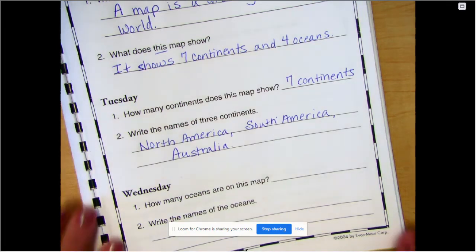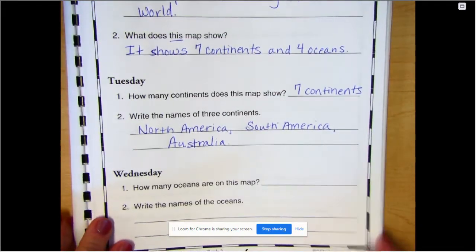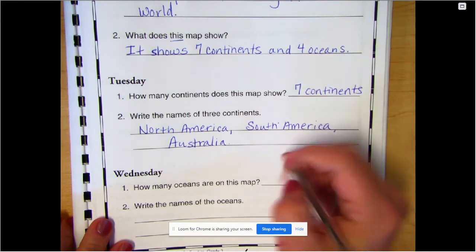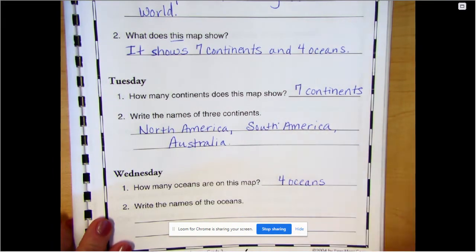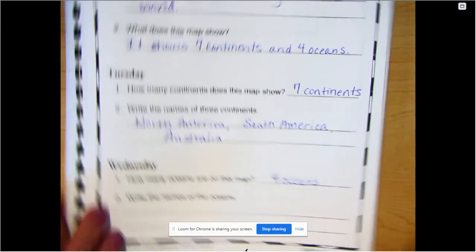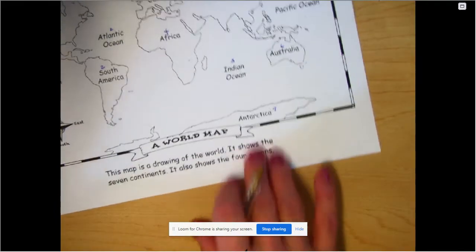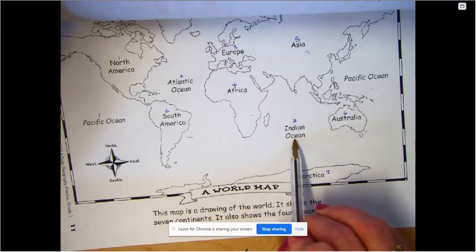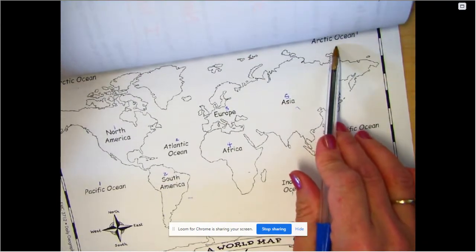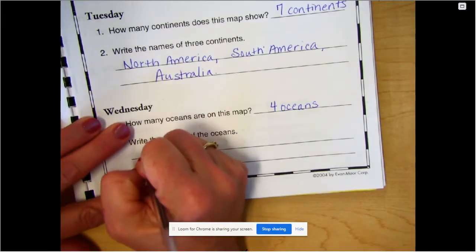Okay. On Wednesday, it says, how many oceans are on this map? And we talked about that already. 4 oceans. Okay, and it says, write the names of the oceans. So if I go back to that map, I've got the Pacific Ocean, the Atlantic Ocean, the Indian Ocean, and way up here I have the Arctic Ocean. And it wants me to write down the names of the oceans. So all of them.